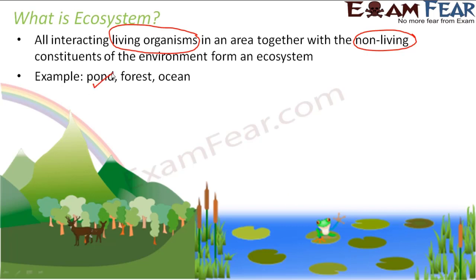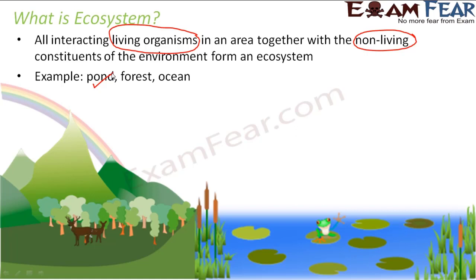That means pond is an area which consists of living organisms, which consists of non-living components, and they both depend on each other for their survival. So pond becomes an ecosystem. Right? So pond is just like a colony in your city. Because pond is not the only ecosystem in the entire environment. There are other ecosystems as well. Let us look at another example.